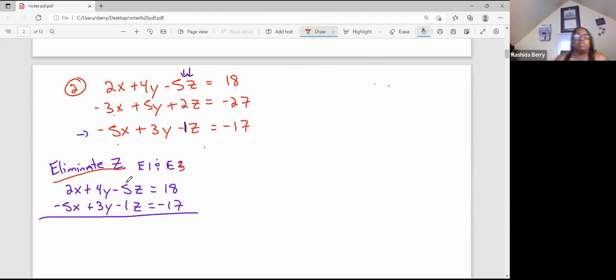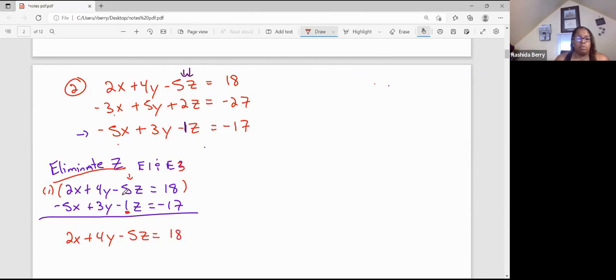So since eliminating Z is what I'm trying to do, this is the multiples I'm going to focus on. I already have a -1, and this one is a 5. So I'm going to keep this one, just going to keep it the same. So I'm going to multiply by 1 or basically leave it alone. Nothing to do there. Minus 5z equals 18.